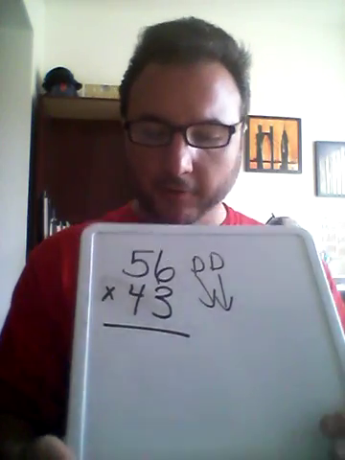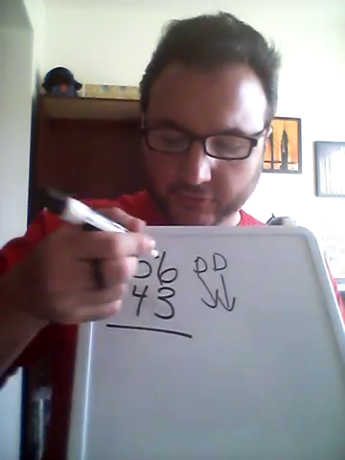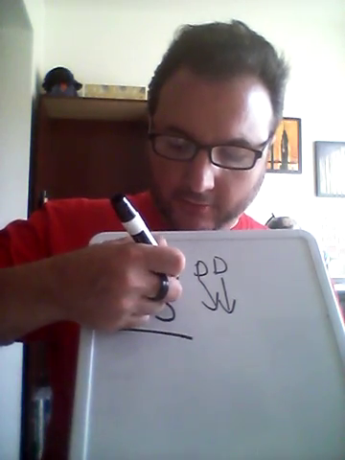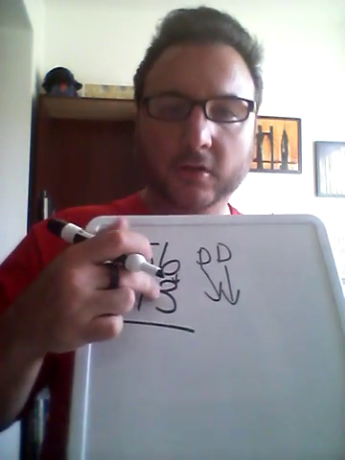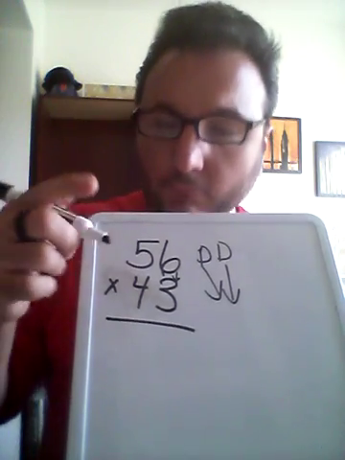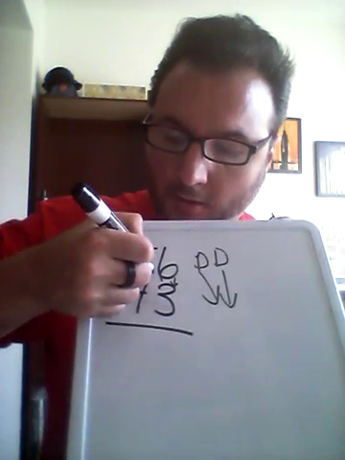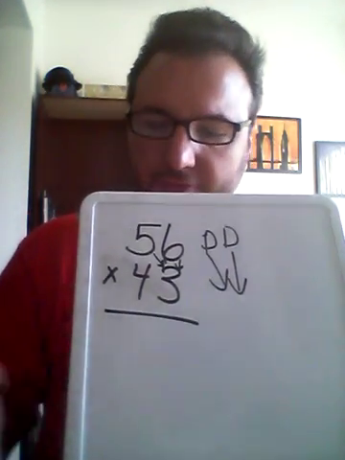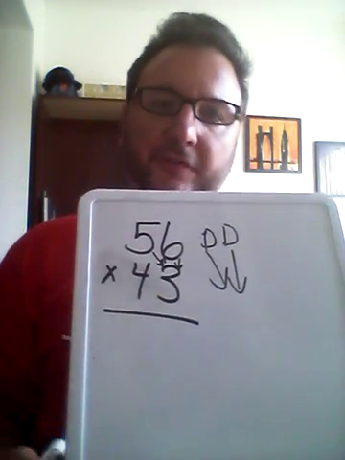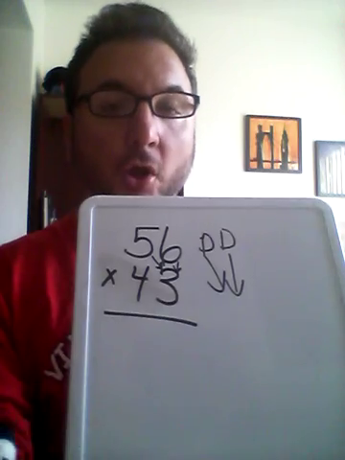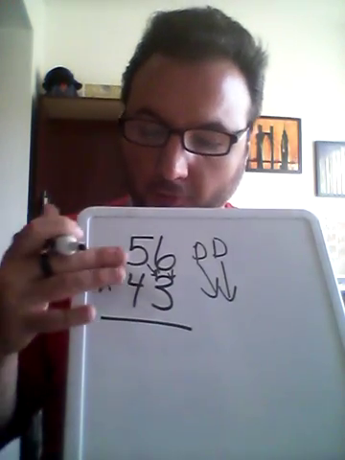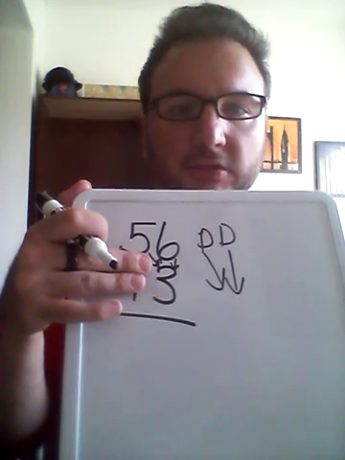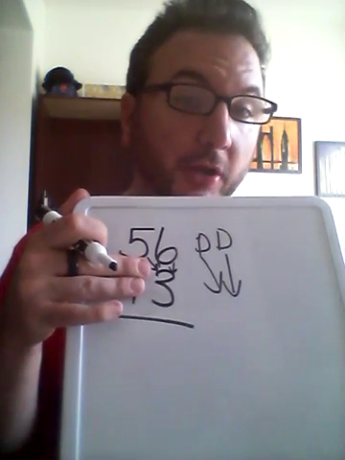Very similar start here. What you're going to do is put a down arrow right here from the 6 in this case to the 3. You're going to put a diagonal arrow from the 5 to the 3. So both numbers on the top are going to be dealing with the 3 first, which means we're temporarily going to pretend this 4 doesn't exist. Okay? So pretend it's 56 times 3.